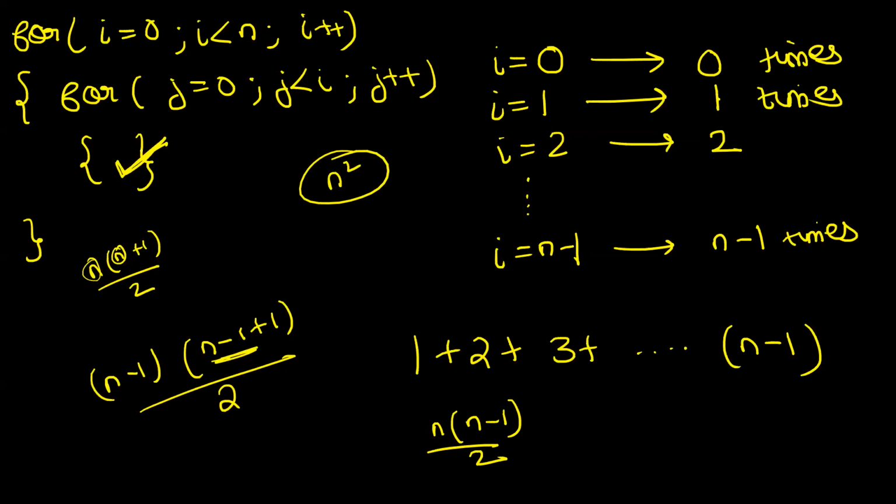See, the number of operations in this program is n into n minus 1 by 2. So if I want to give you the time complexity, it is big O of n into n minus 1 by 2. Okay. And if you want to approximate it, can you tell me what is the approximation? Boss, n into n minus 1 by 2 is n square by 2 minus n by 2. So you can approximate it to big O of n square.